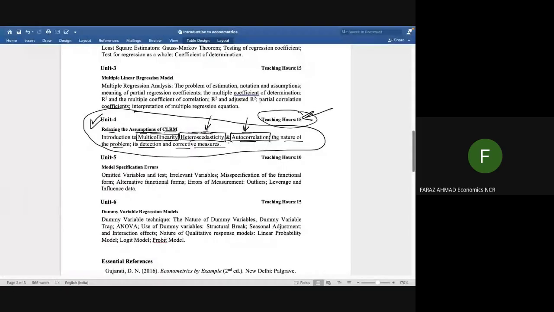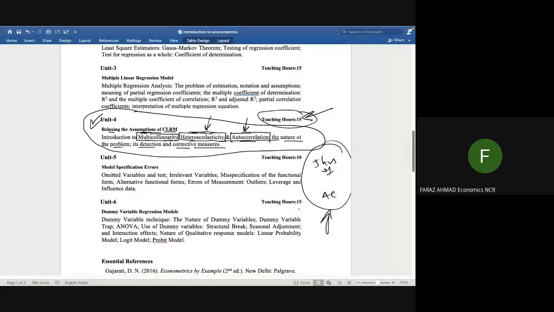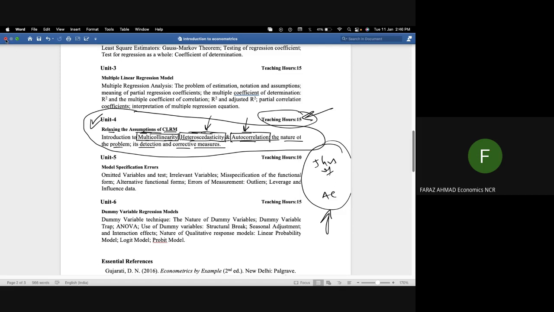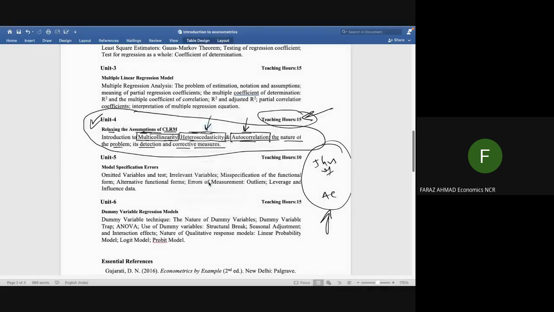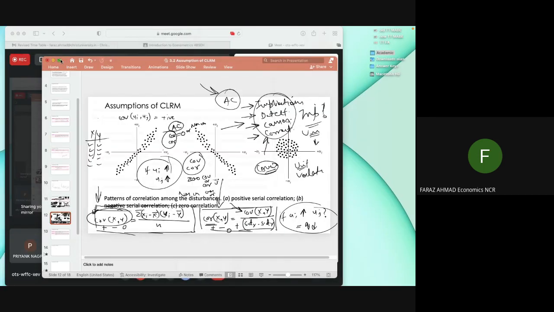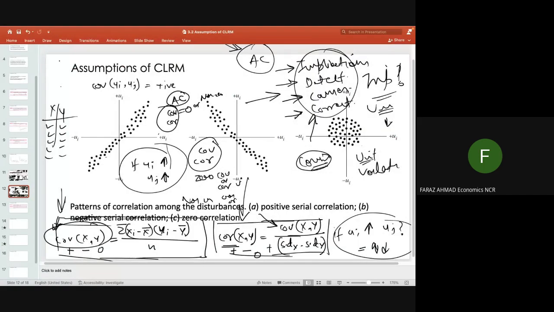So I'll be spending 5 hours on multicollinearity, heteroscedasticity, and 5 hours on autocorrelation. There we would discuss these things and I will answer all your queries and questions which go a little bit deeper into the problem of autocorrelation. Got it? Right? Yes, I got it.